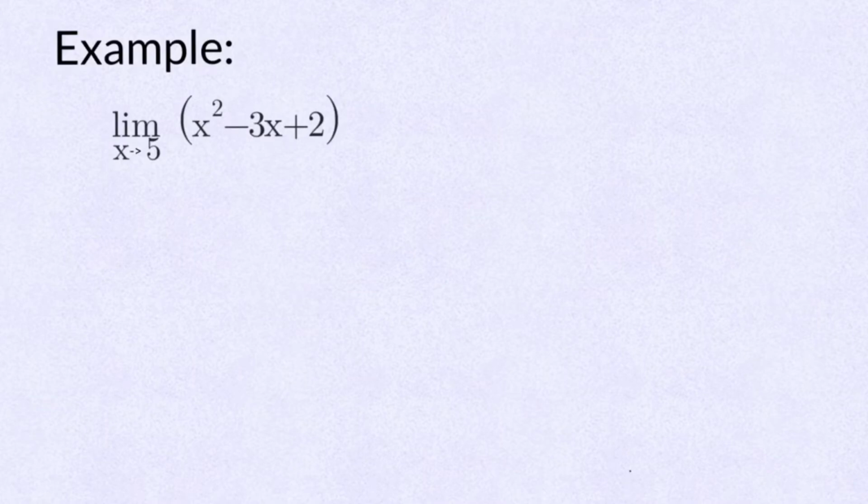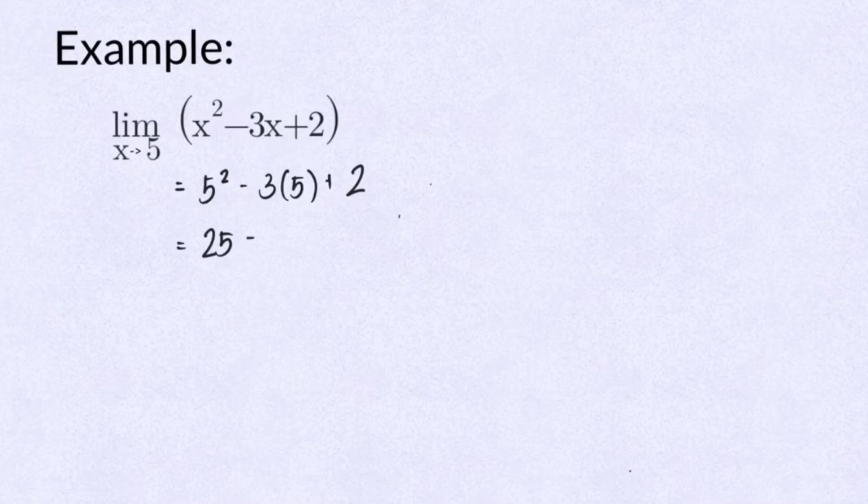A while ago, we learned that in evaluating limits, all you need to do is substitute the x. In this example, the x is 5. So, 5 squared minus 3 times 5 plus 2. 5 squared is equal to 25, and 3 times 5 is equal to 15. 15 plus 2 is equal to 17. So 25 minus 17 is equal to 12.